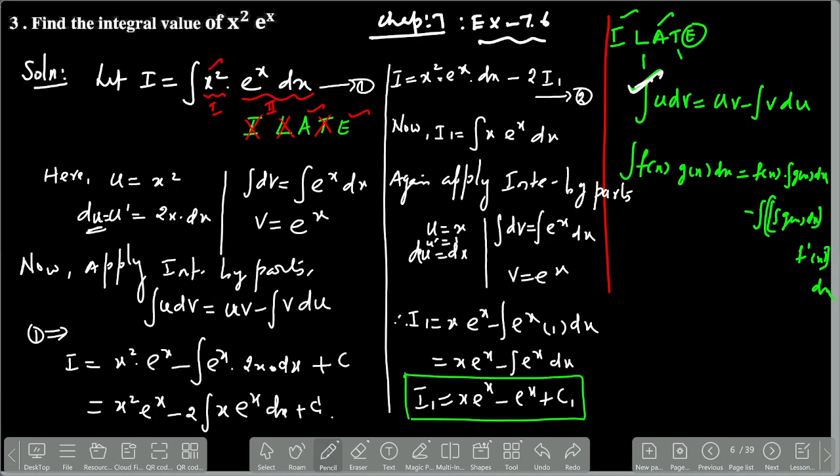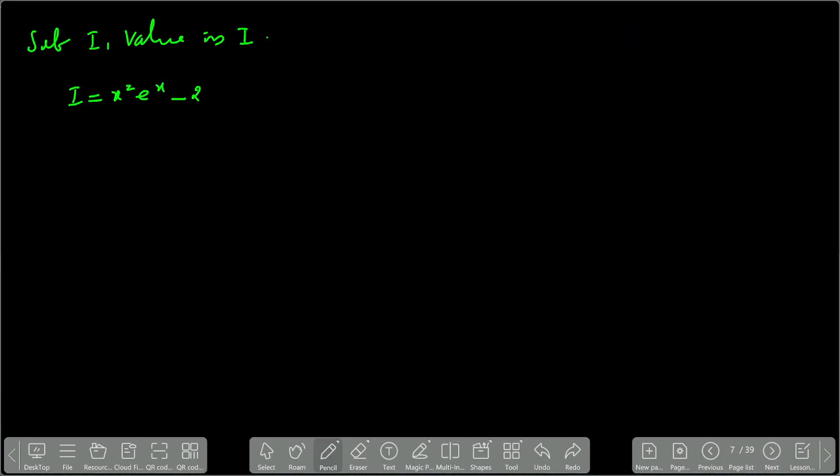Now, substitute the I1 value in I. What is I? I equals x square e power x minus 2 into I1. What is I1? What we have just found before: x e power x minus e power x. Correct? So it is x e power x minus e power x, finally plus c.